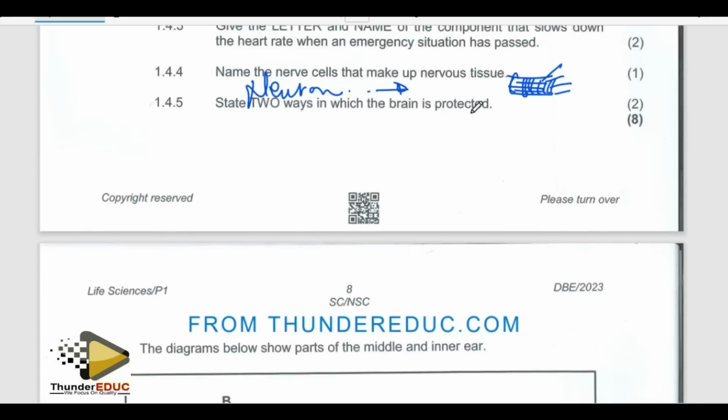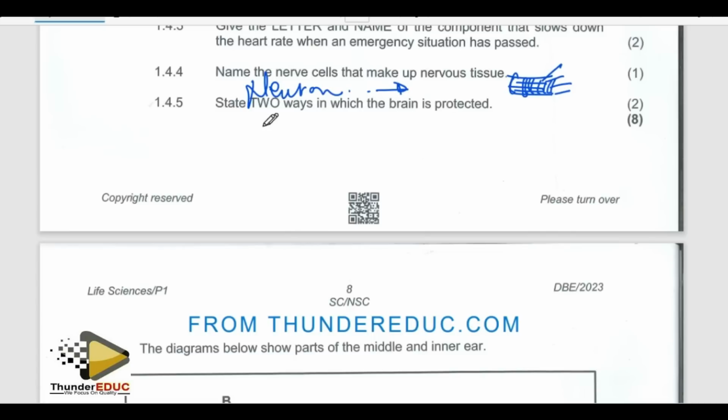State 2 ways in which the brain is protected. This one we have been talking about. All right, the brain is protected in 3 ways. Number 1, the cranium. I've been saying don't say skull, because there is a difference between the skull and the cranium. You must say cranium because the cranium is the brain box. The skull includes even the mouth, teeth and jaws. What they are looking for here is only the brain box, the part which protects the brain, because the teeth don't protect the brain.